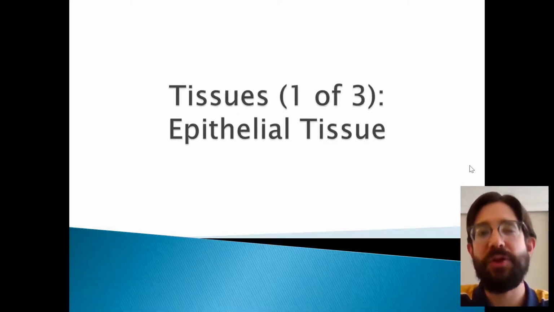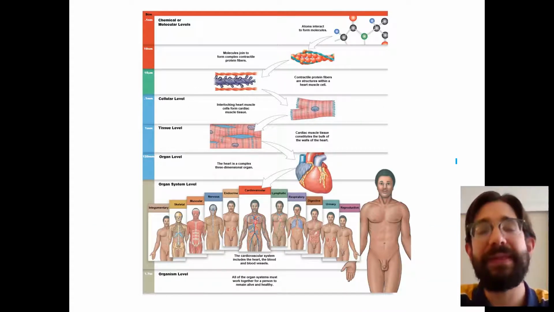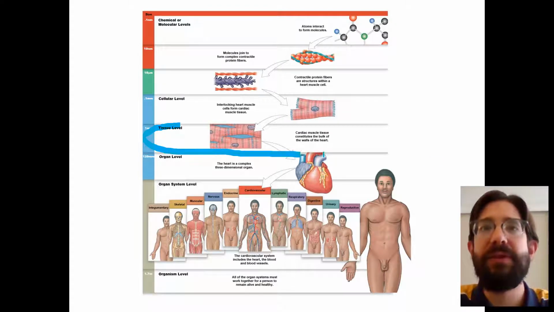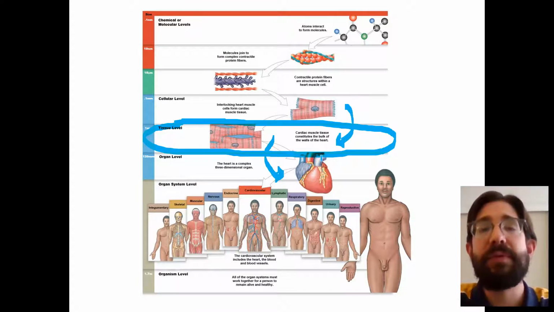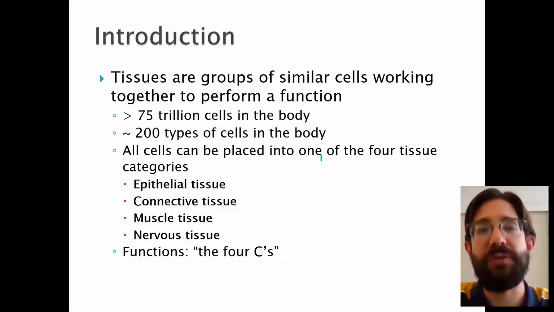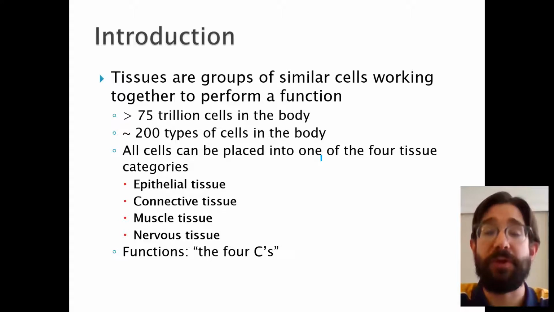Let's talk tissues. And first, we'll revisit the levels of organization in anatomy, and we'll note that the tissue level is in between the cell and the organ levels, meaning that cells combine to form tissues, tissues combine to form organs. A more specific definition of tissues is groups of similar cells working together to perform a function. And there are lots of cells in your body that combine to form tissues.